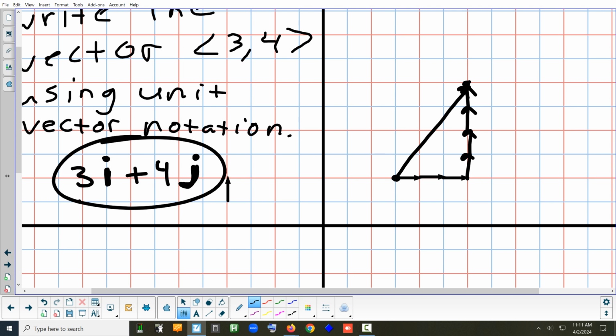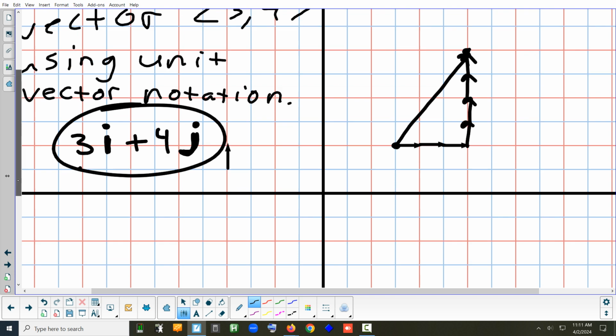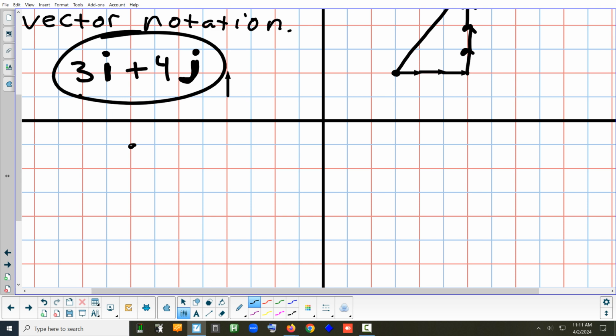And that's the notation we'll probably use most of the time going forward. All right, so all you really have to do to write it in unit vector notation is take the 2 numbers you already have, get rid of the angle brackets and the comma, put an i after the first number and a j after the second number. And that's called unit vector notation.